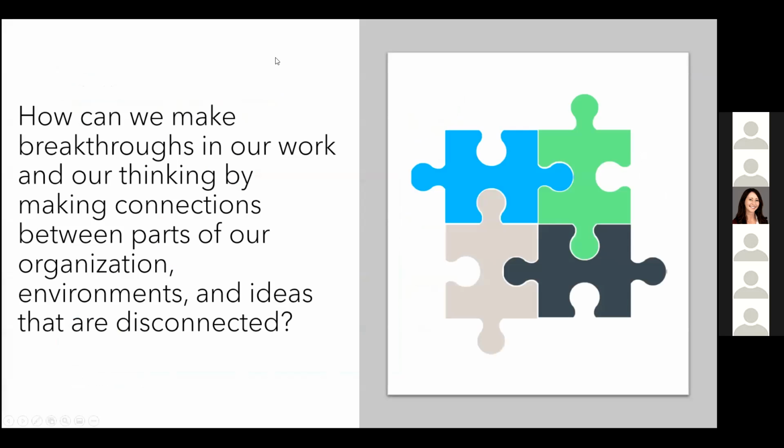One of the things that I've tried to build on in creating this framework that I developed, that we're getting one piece of today, is how can we make breakthroughs in our work and our thinking by making connections between parts of our organization's environments and ideas that are disconnected. So this whole framework, this connecting disconnections framework, and the assets piece I'll focus on, is about connecting parts that are disconnected. Innovation comes from connection. Ideas come from making connections. Insight comes from making connections. The more we can make connections, the more possibilities we have to achieve whatever it is we're trying to accomplish. And when those connections are done within a culture of purpose and support, then there's great things that are possible.